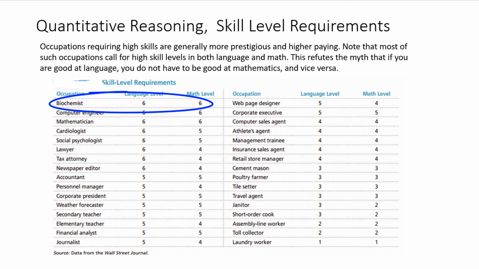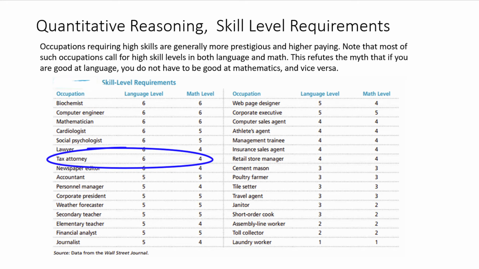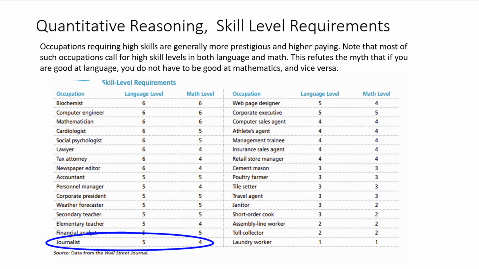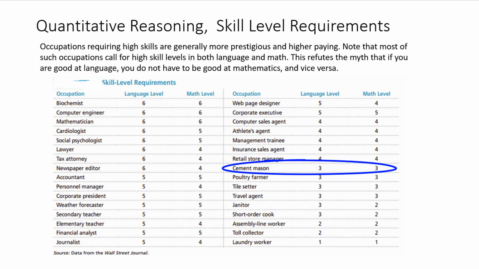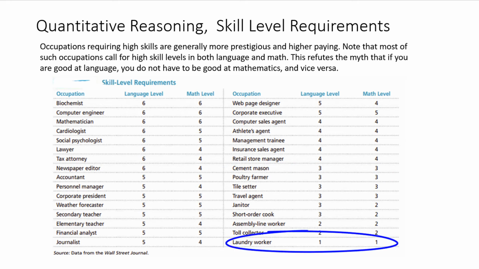Biochemist, language level 6, math level 6. Let's go to tax attorney, language level 6, math level 4. Let's go to journalist, language level 5, math level 4. Let's go into the second set of data. Web page designer, language level 5, math level 4. Let's go to cement mason, language level 3, math level 3. And the last one we have is laundry worker, language level 1, math level also 1.